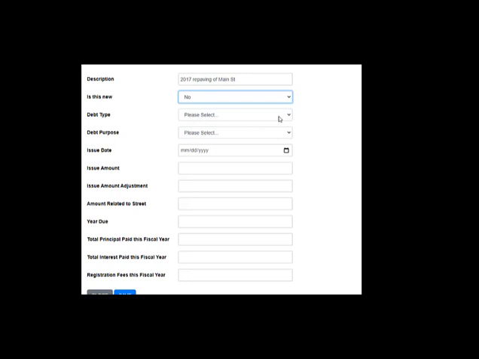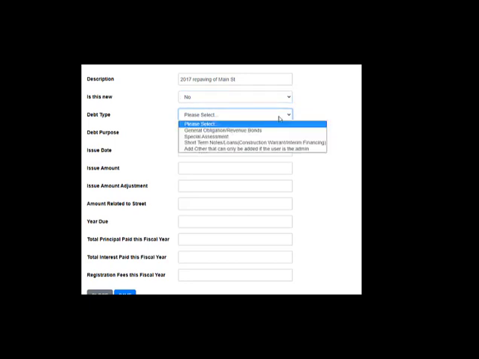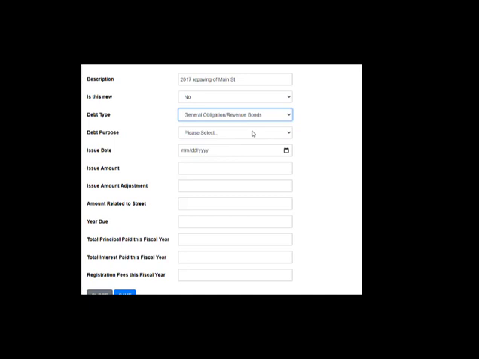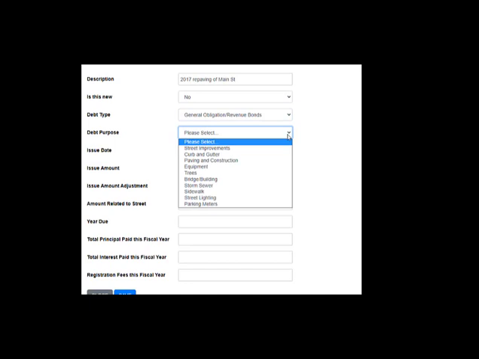You will need to select your debt type. Your debt type usually is a general obligation loan, although it could be special assessment or something that is short term. So please select your debt type, and then you need to pick from your debt purpose. Now, quite often, road projects have multiple purposes. Maybe you did a street improvement and it had curb and gutter. Please select the debt purpose that is most accurate for the majority of your project. So if your project was primarily paving and construction with a little bit of curb and gutter, then pick paving and construction.